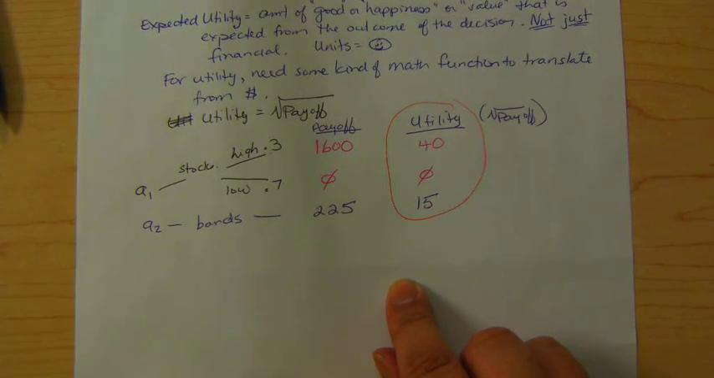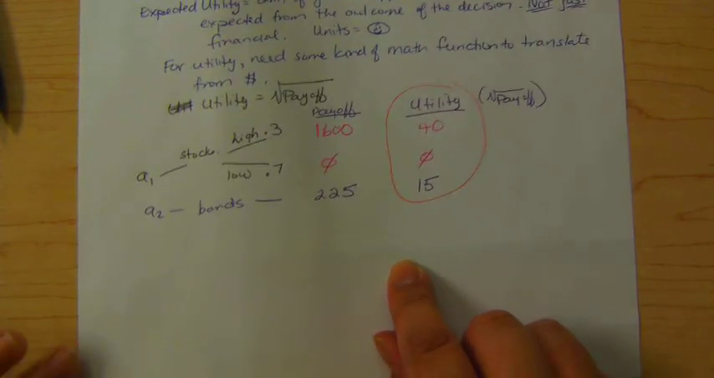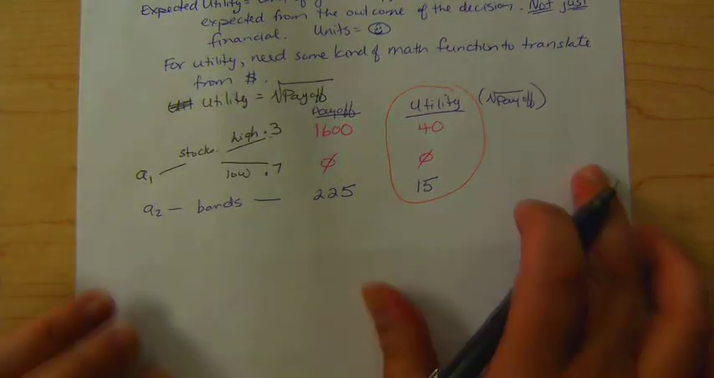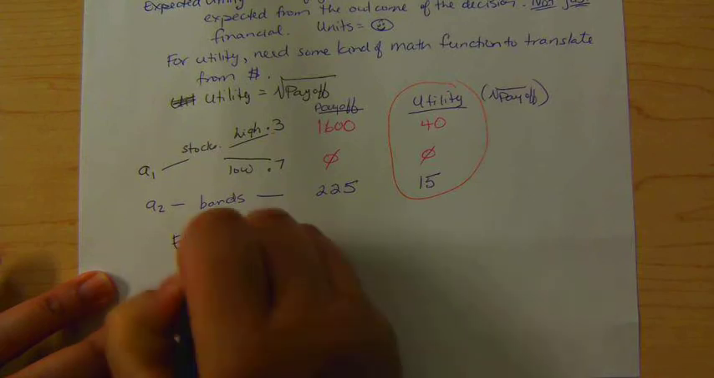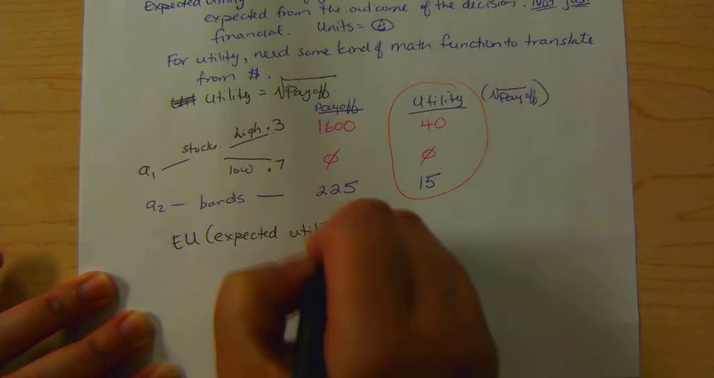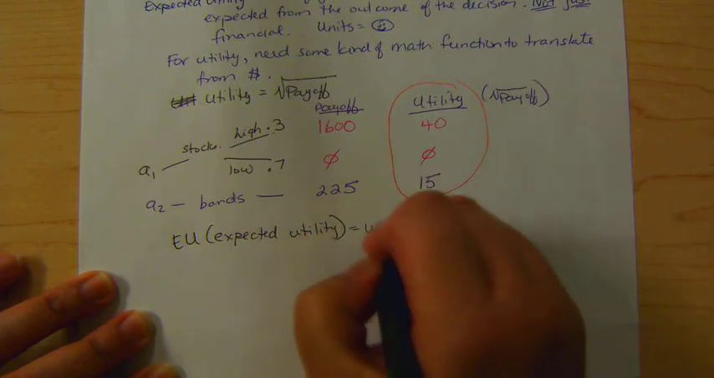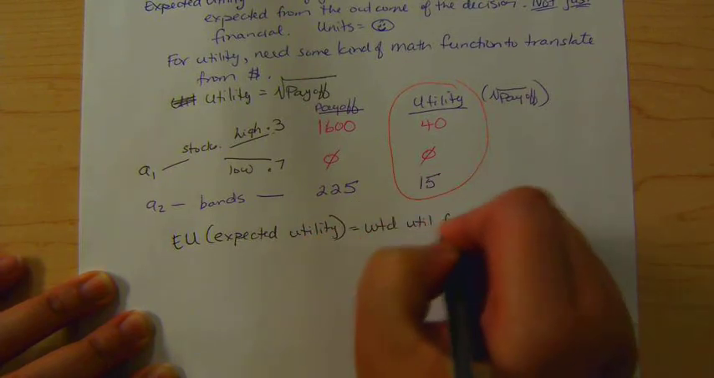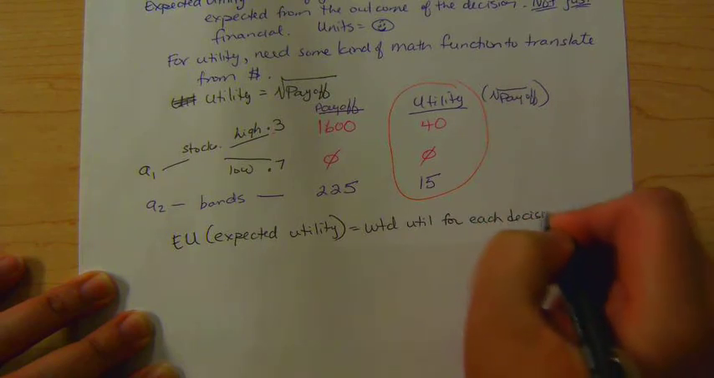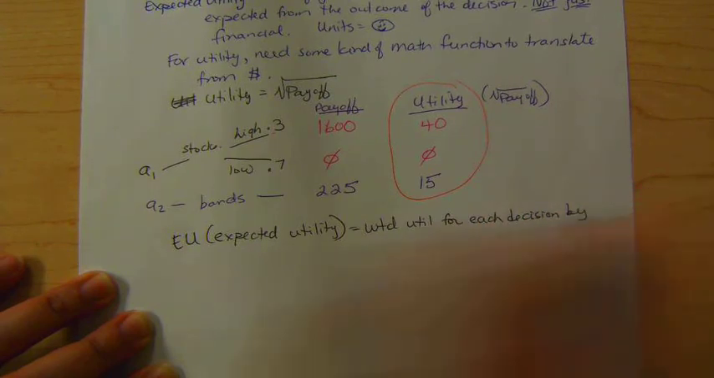Okay, I'll do it and then see if that makes sense. Yep. Thank you. Okay, so, EU, which just makes me want to go traveling. That is the weighted utility for each decision by probability.